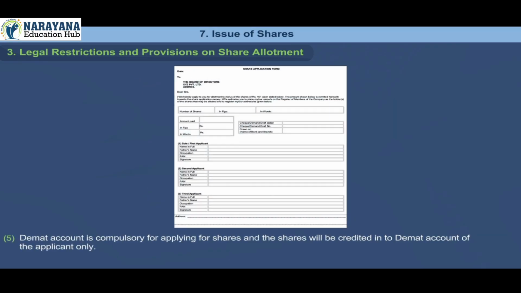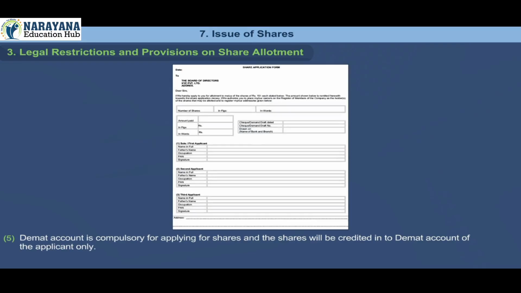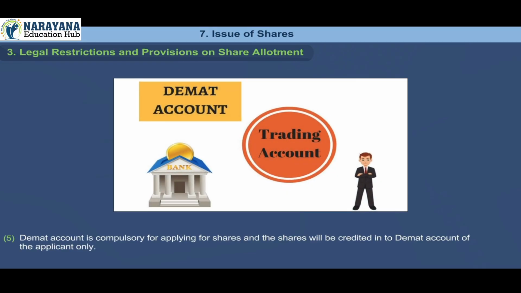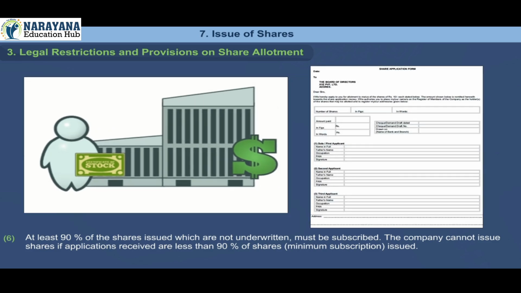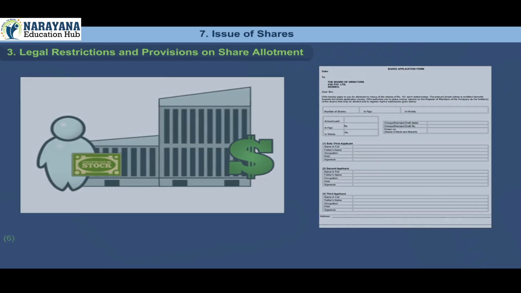5. Demat account is compulsory for applying for shares and the shares will be credited to demat account of the applicant only. 6. At least 90% of the shares issued which are not underwritten must be subscribed. The company cannot issue shares if applications received are less than 90% of shares, that is, minimum subscription issued.